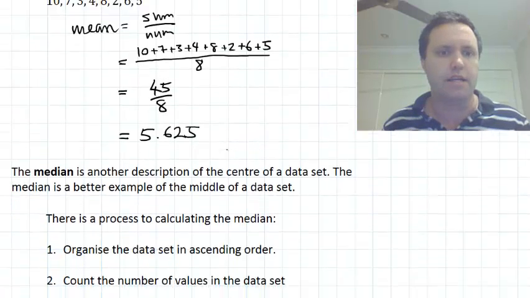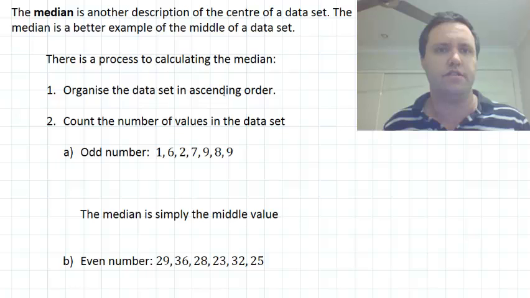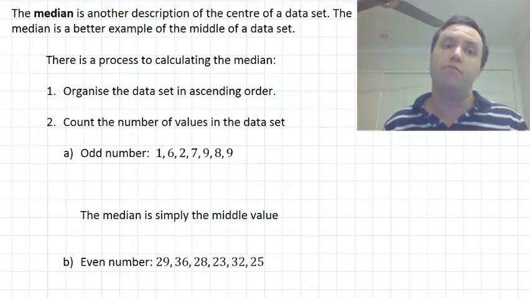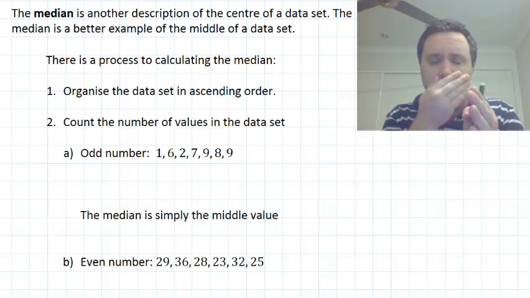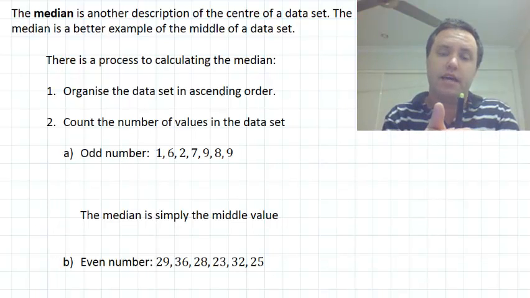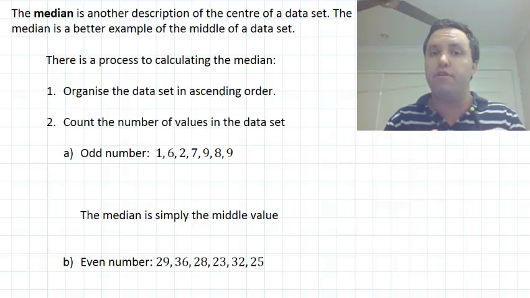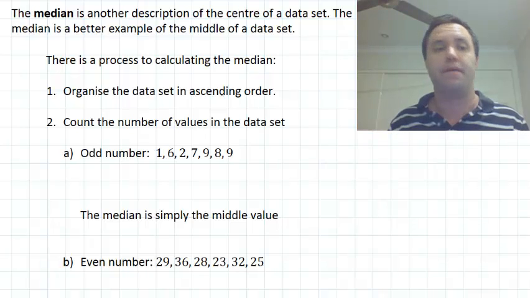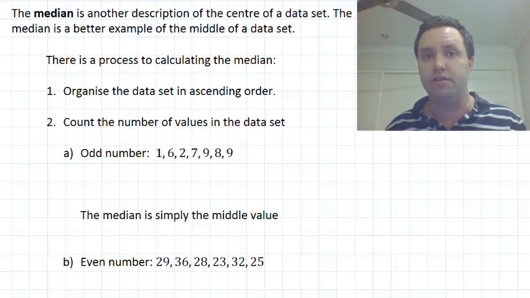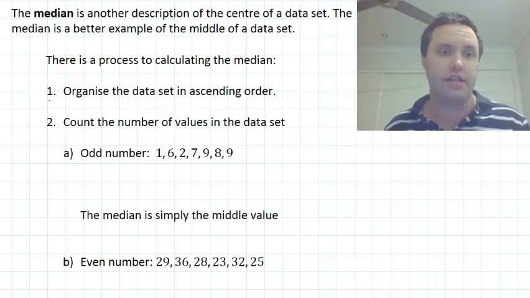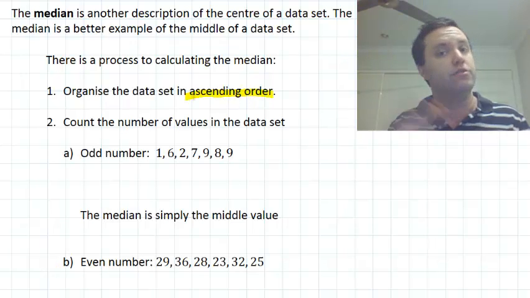Okay, the median is another description of the center of a data set. The median is actually a better example of the exact middle of a data set, which is particularly important for certain types of data. Now rather than there being a particular formula for the median, there is a process that we go into instead. So firstly, we organize the data set in ascending order. It's really important. Ascending order means going from little to big.